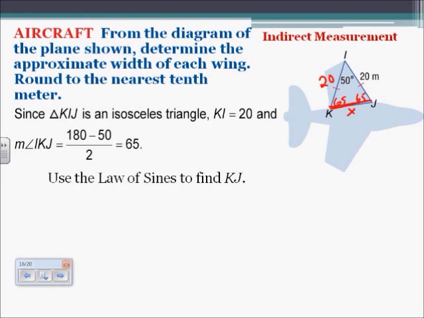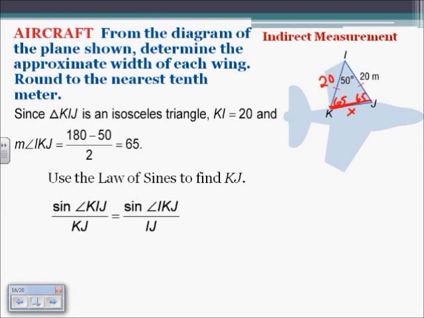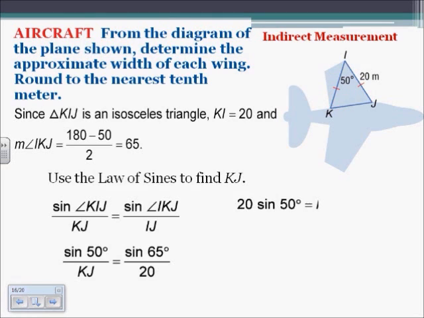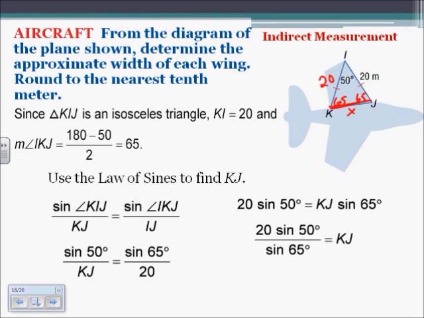So now it says use the law of sines to find KJ. We could have also used the law of cosines. We'll go a little easier using the law of sines. I'm okay with both solutions. The sines given to us will be the sine of 50 over KJ is equal to the sine of 65 over 20. Then we cross multiply and solve, divide both sides by the sine of 65, and KJ then will equal approximately 16.9.